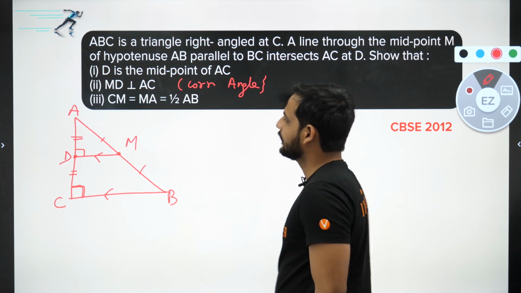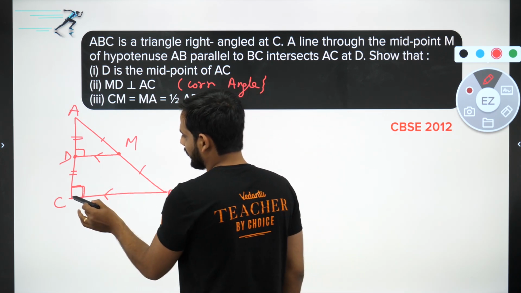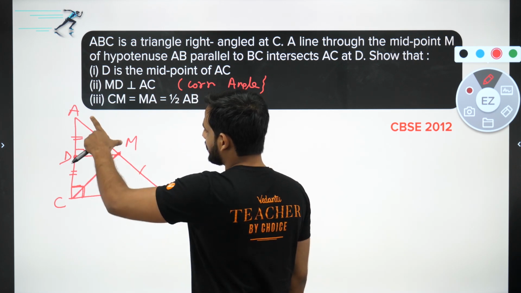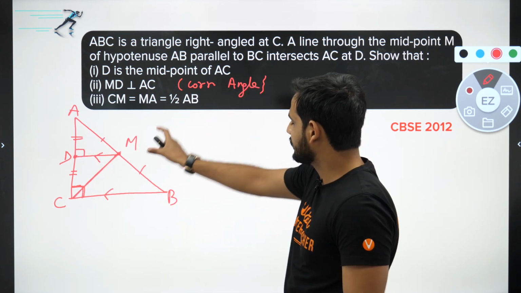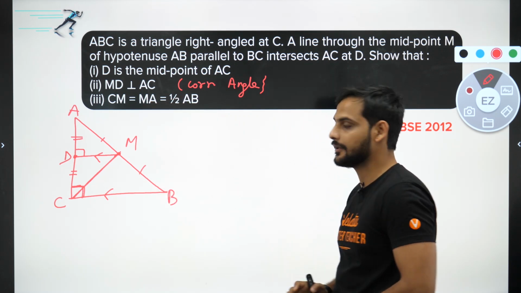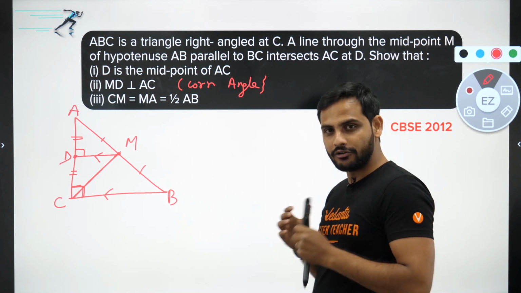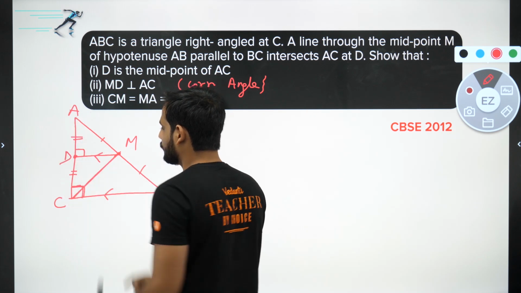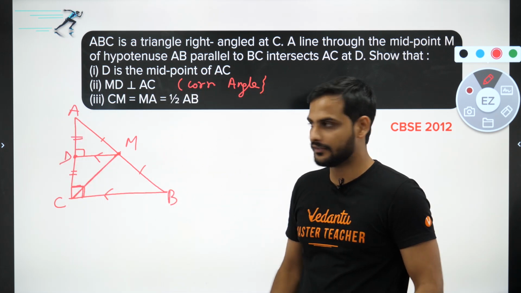The next part is CM. So you have to join this line here, CM. CM is equal to MA, which is equal to half of AB. So now you have to prove that this CM is equal to AM. Okay, this CM is equal to AM.